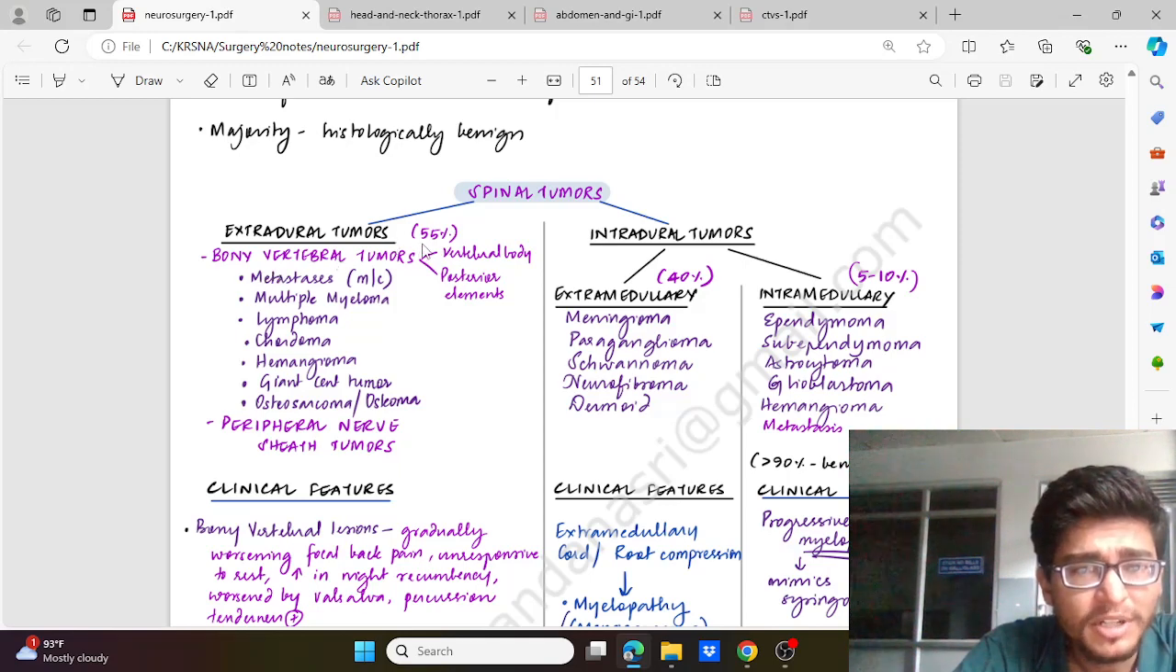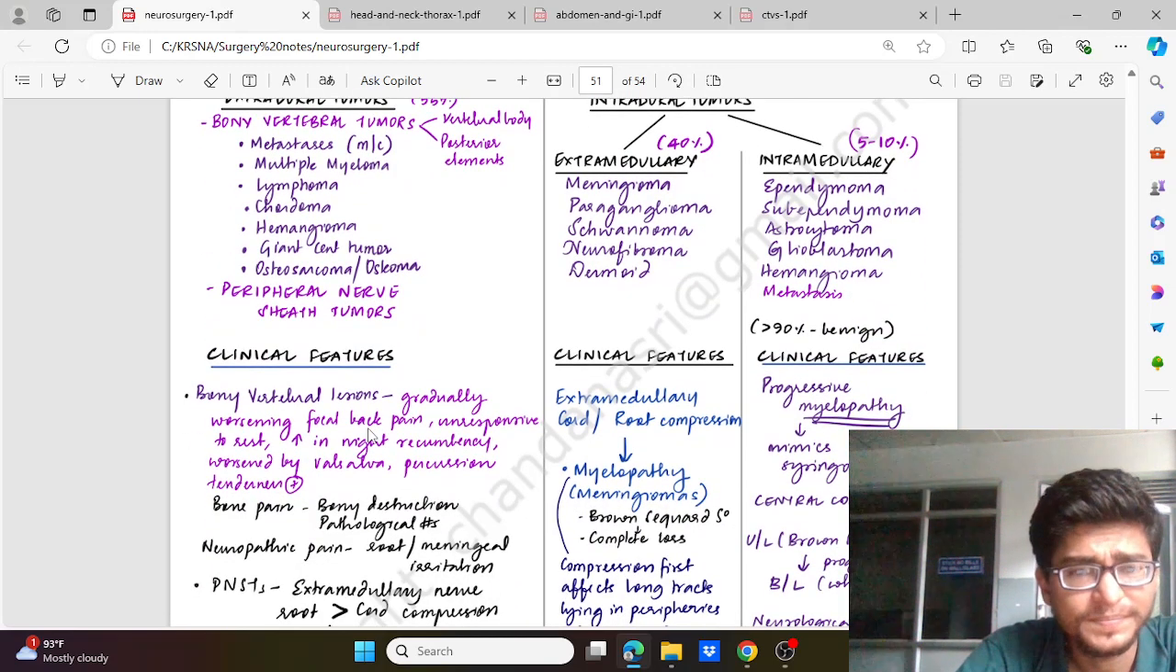That are bony vertebral tumors, could be from the vertebral body or the posterior element. The most common being metastasis. Others like multiple myeloma, lymphoma, chordoma, hemangioma, giant cell tumor, osteosarcoma are some others. Then we have peripheral nerve sheath tumors.